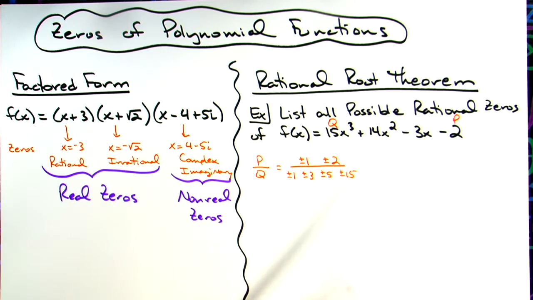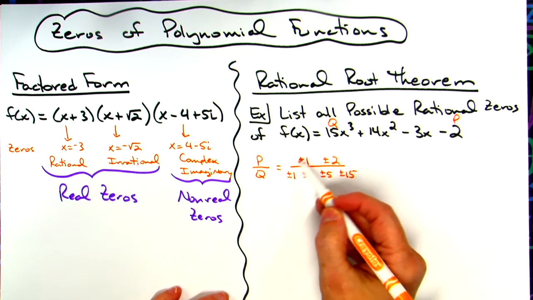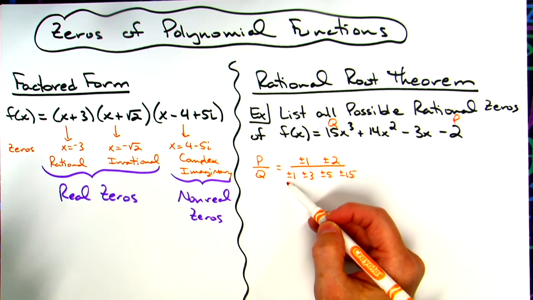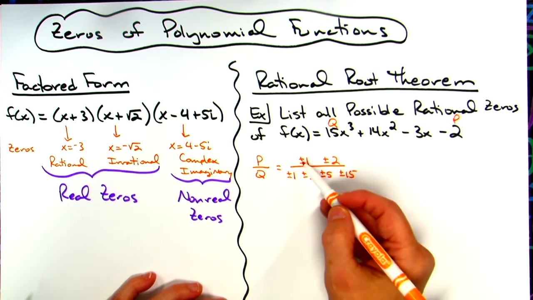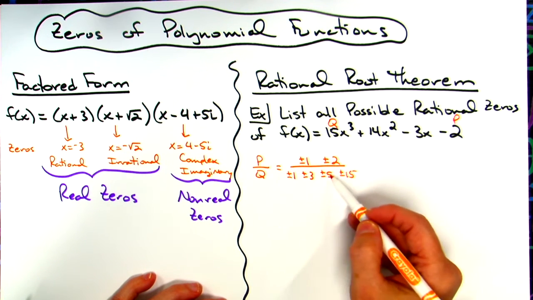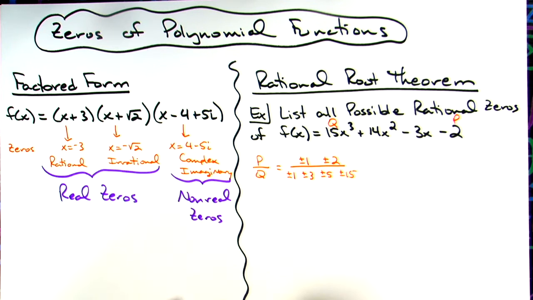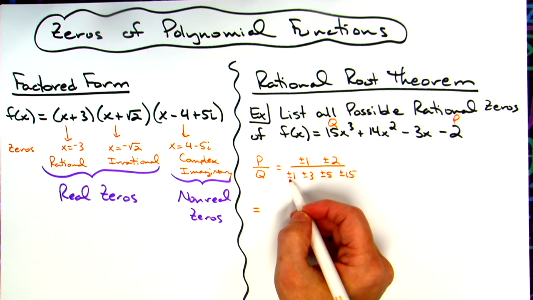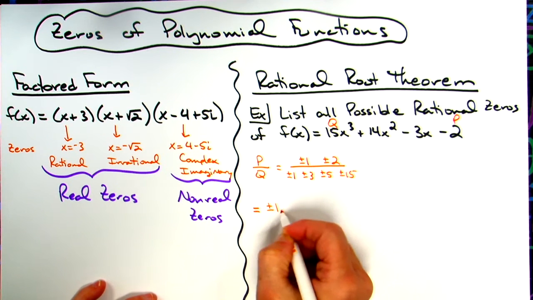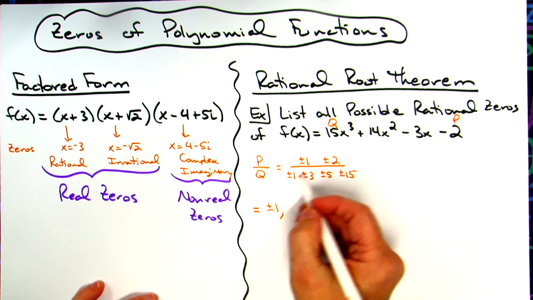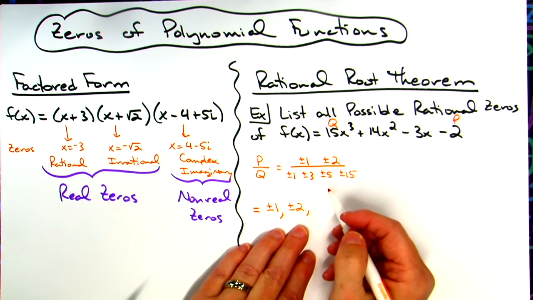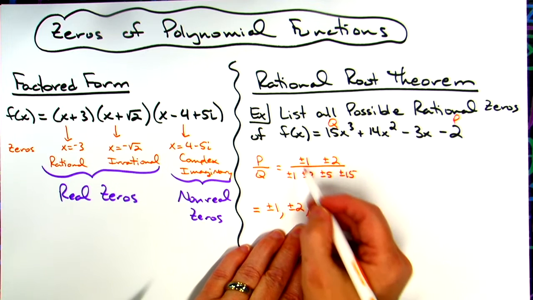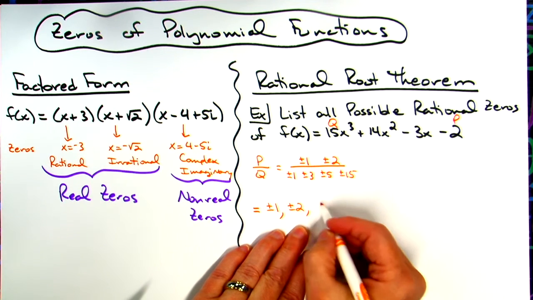I would recommend doing it in a systematic pattern, such as plus or minus 1 over plus or minus 1. It's just going to give you plus or minus 1. Then I would do plus or minus 2 over plus or minus 1, and do that with each one of your sets. To stay organized, plus or minus 1 over plus or minus 1 is just going to give us plus or minus 1. The plus or minus 2 over plus or minus 1, again, is just going to give us plus or minus 2.